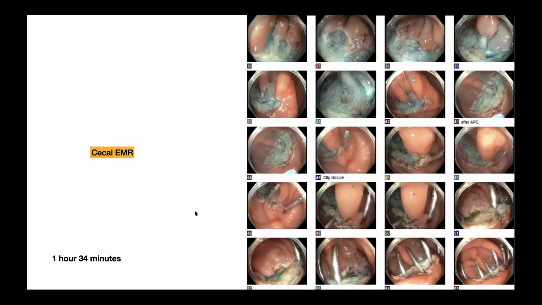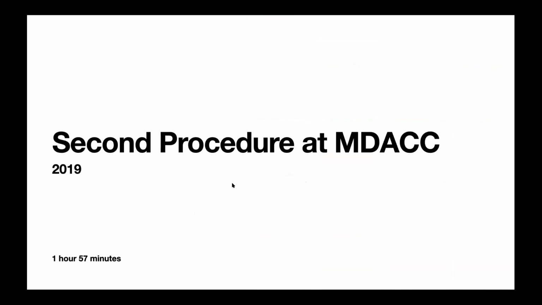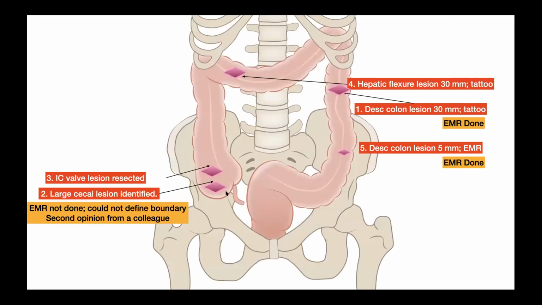All right. So that pathology came back as tubular villus adenoma, no high-grade dysplasia. I'm going to go a little bit to the next procedure. So we brought her back, a second procedure. This one took, again, close to 2 hours.